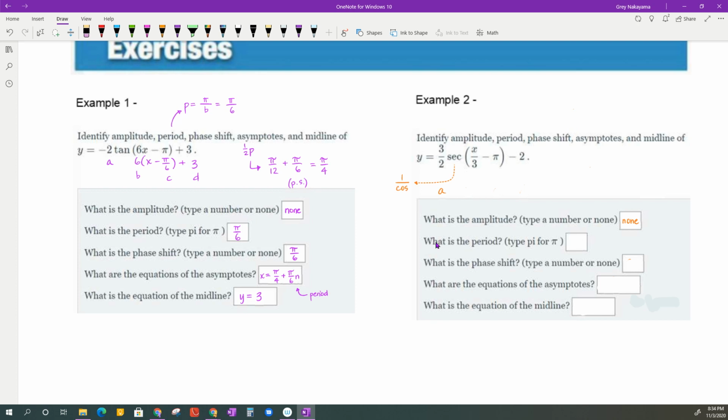Okay. My B value, I have a number with this x, and so x has to be by itself, so I'm going to take it out because then I'll be able to identify the phase shift. So I factor out 1/3, and I'm left with x minus, and when I divide by 1/3, y'all, that's like multiplying by 3. And one way to check yourself is if I distribute this back, 1/3 times 3 is 1. But otherwise, just use your calculator. Pi divided by 1/3 gives you 3 pi. So that makes 1/3 equal to my B, and 3 pi equal to C, and D is my -2.